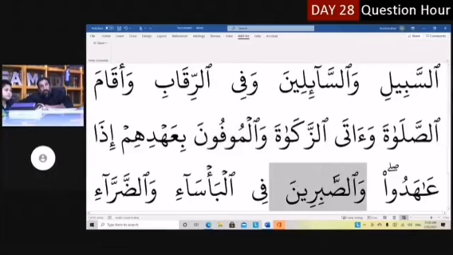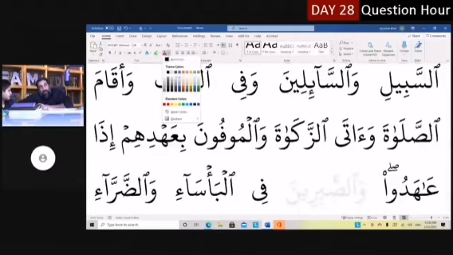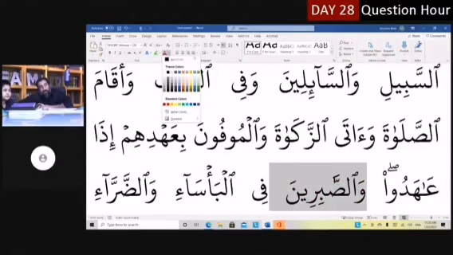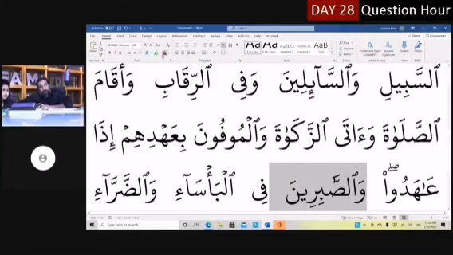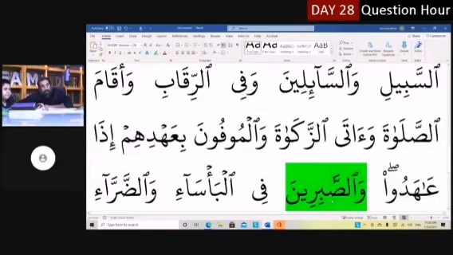Now look at this. Wasabirina. What status is that? It can only be nasab or jar. Right, but there's no harf of jar. So it has to be nasab. And even though this is ʿatf on المفونة, so we were expecting والمفونة والصابرونة. But Allah says والمفونة والصابرينة. That's unusual.